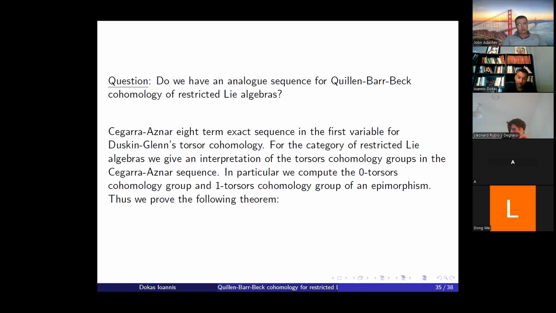So for the category of restricted Lie algebras, we can give an interpretation of the torsors cohomology groups which appear in this Cegarra-Aznar sequence. In particular, I had to compute the 0 torsors cohomology and 1 torsors cohomology group of an epimorphism of restricted Lie algebras. And having also done the interpretations through extensions, we can prove a theorem where we have an exact sequence of 8 terms for the cohomology of Quillen-Barr-Beck for restricted Lie algebras. And we have this theorem.